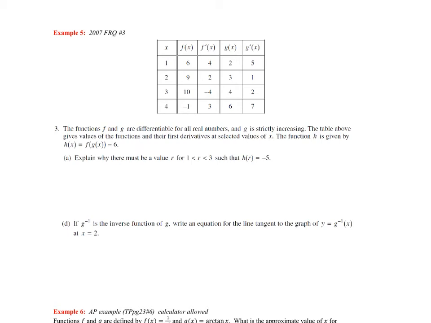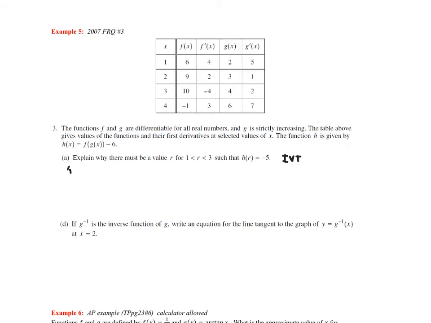Okay, so this is screaming intermediate value theorem. If on an interval we want to know that there is at least one value for r such that h of r equals negative 5, intermediate value theorem 99.9% of the time. As we look at this, the first thing we need to do is show that h of x is continuous.